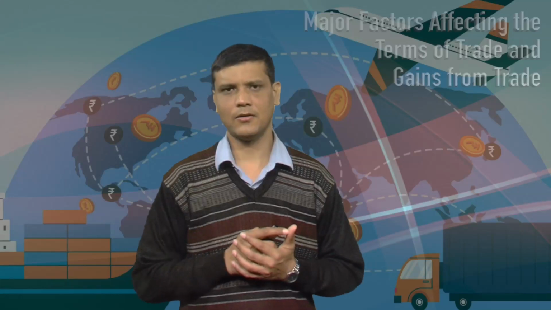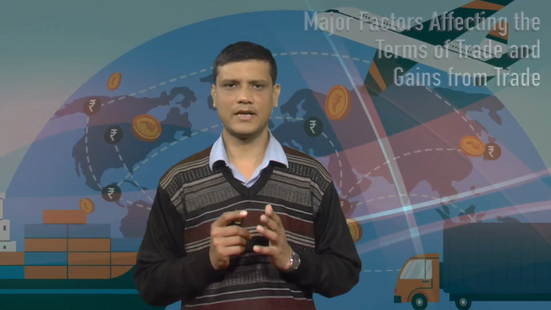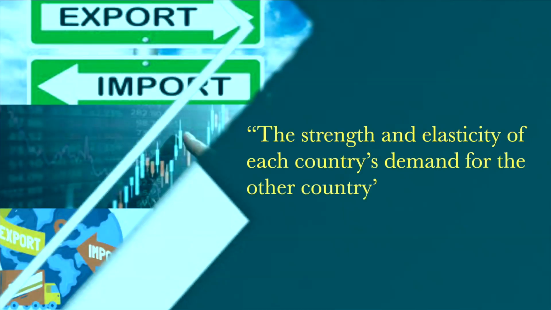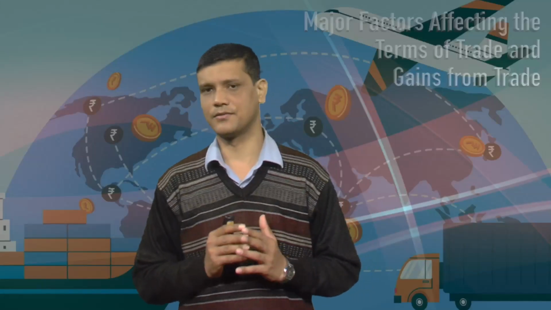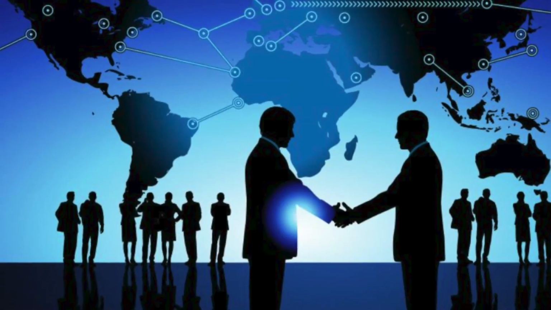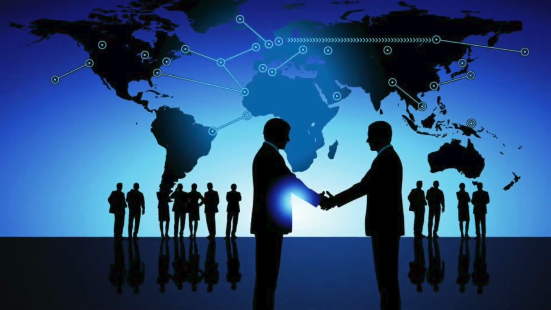The first factor which affects terms of trade is reciprocal demand. The terms of trade of a country depends upon reciprocal demand, that is, the strength and elasticity of each country's demand for the other country's product. Imagine two countries. Germany produces linen and England produces cloth.